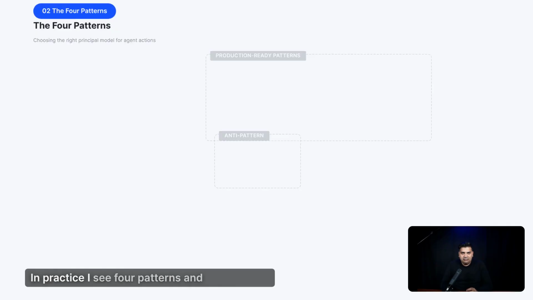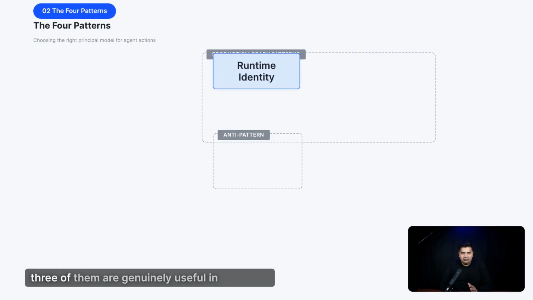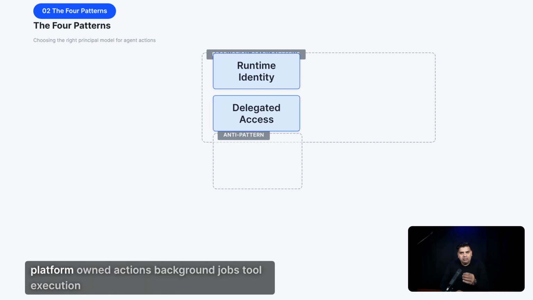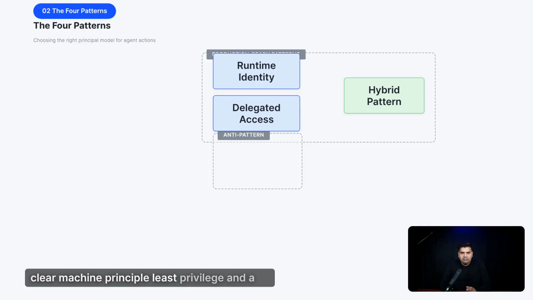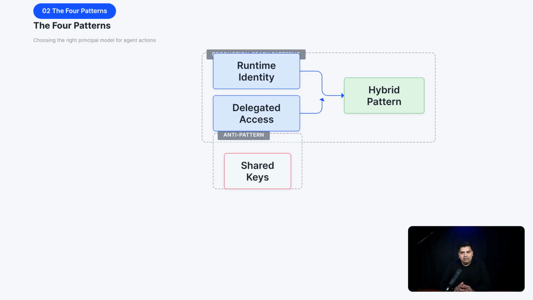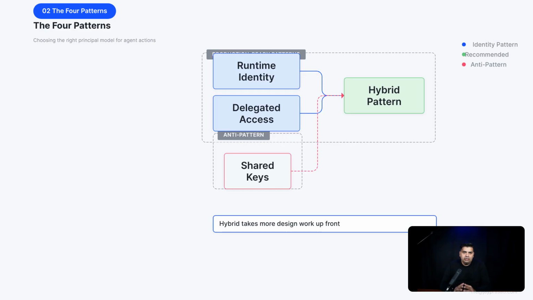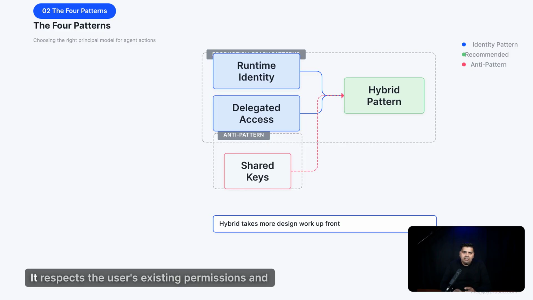In practice, I see 4 patterns, and 3 of them are genuinely useful in the right context. Runtime identity works for platform-owned actions, background jobs, tool execution, that sort of thing. You get a clear machine principal, least privilege, and a strong audit trail. Delegated access is for user-owned resources: files, mailboxes, repos, calendars. It respects the user's existing permissions and consent.